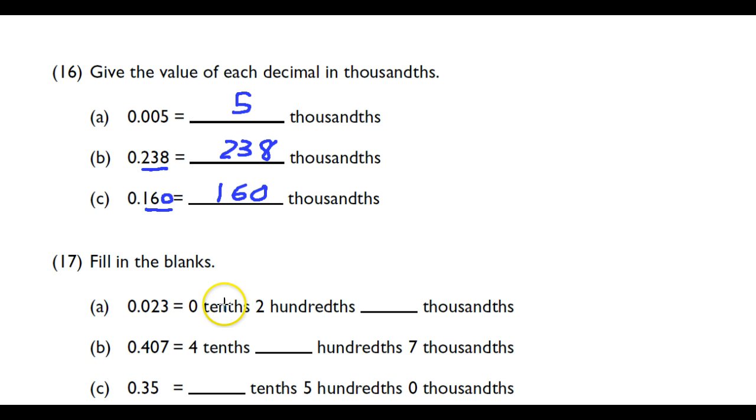Next, for number 17, fill in the blanks. 0.023, 0 tenths, correct, and 2 hundredths over here, and 3 thousandths. This over here, 0.407, 4 tenths, 0 hundredths, and 7 thousandths. And this over here is 3 tenths and 5 hundredths and nothing with thousandths, this is 0 over here, no thousandths.